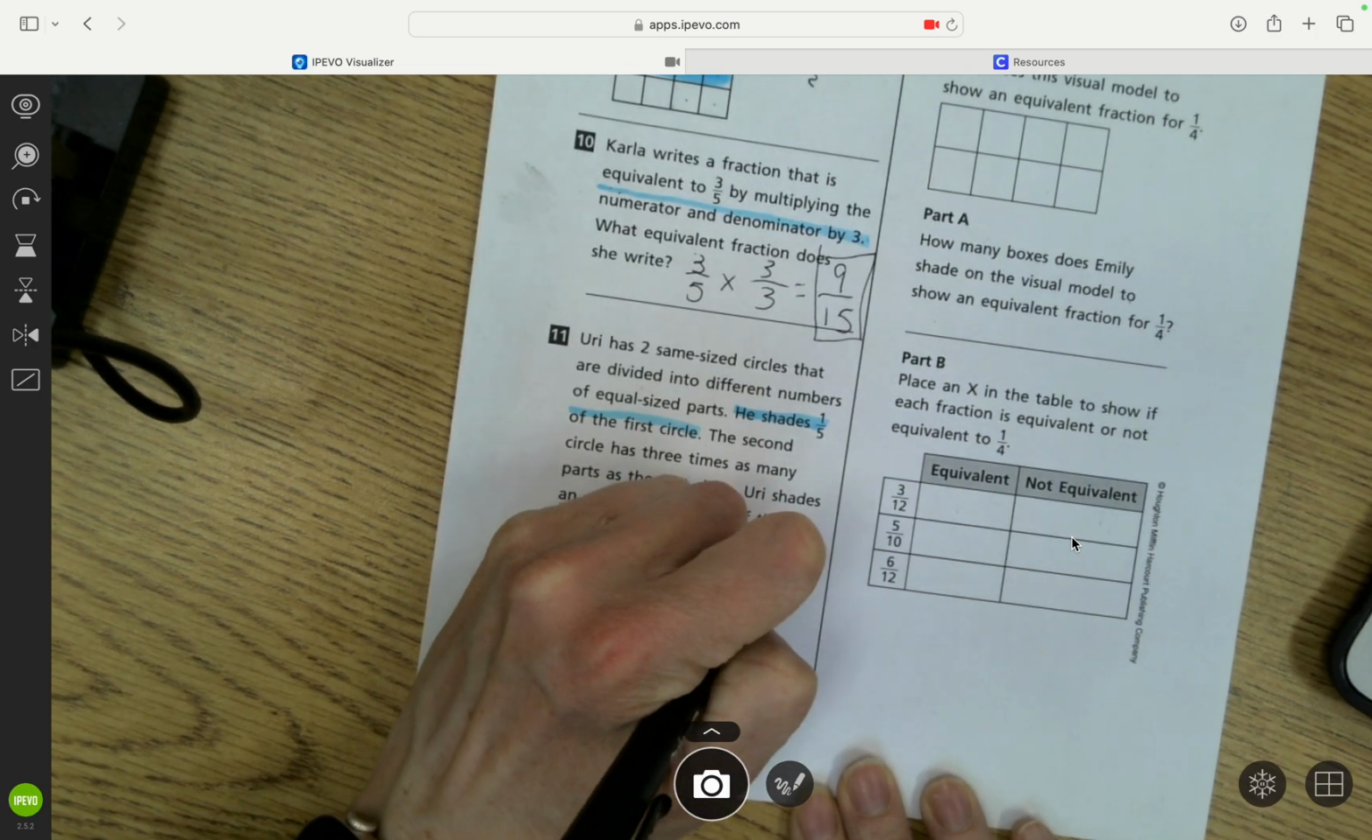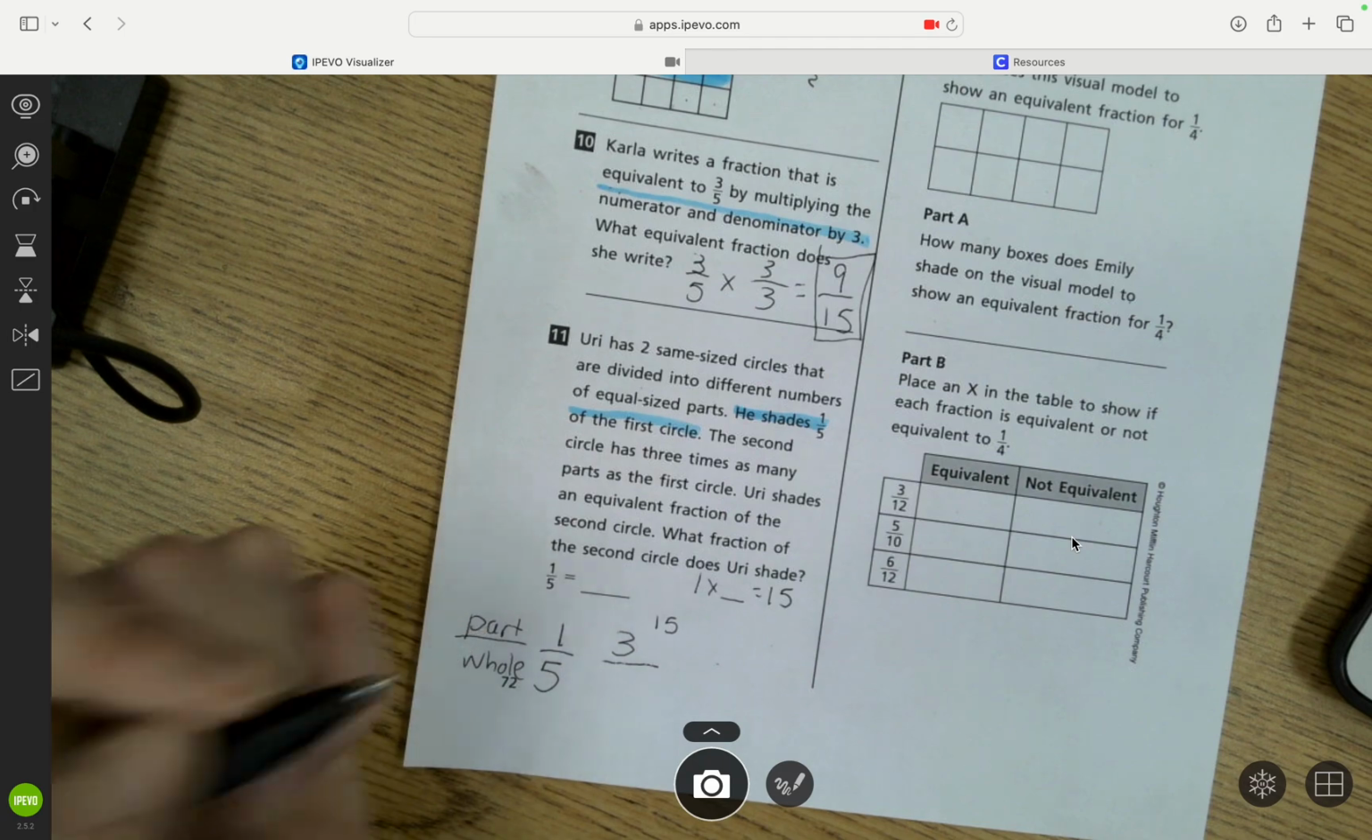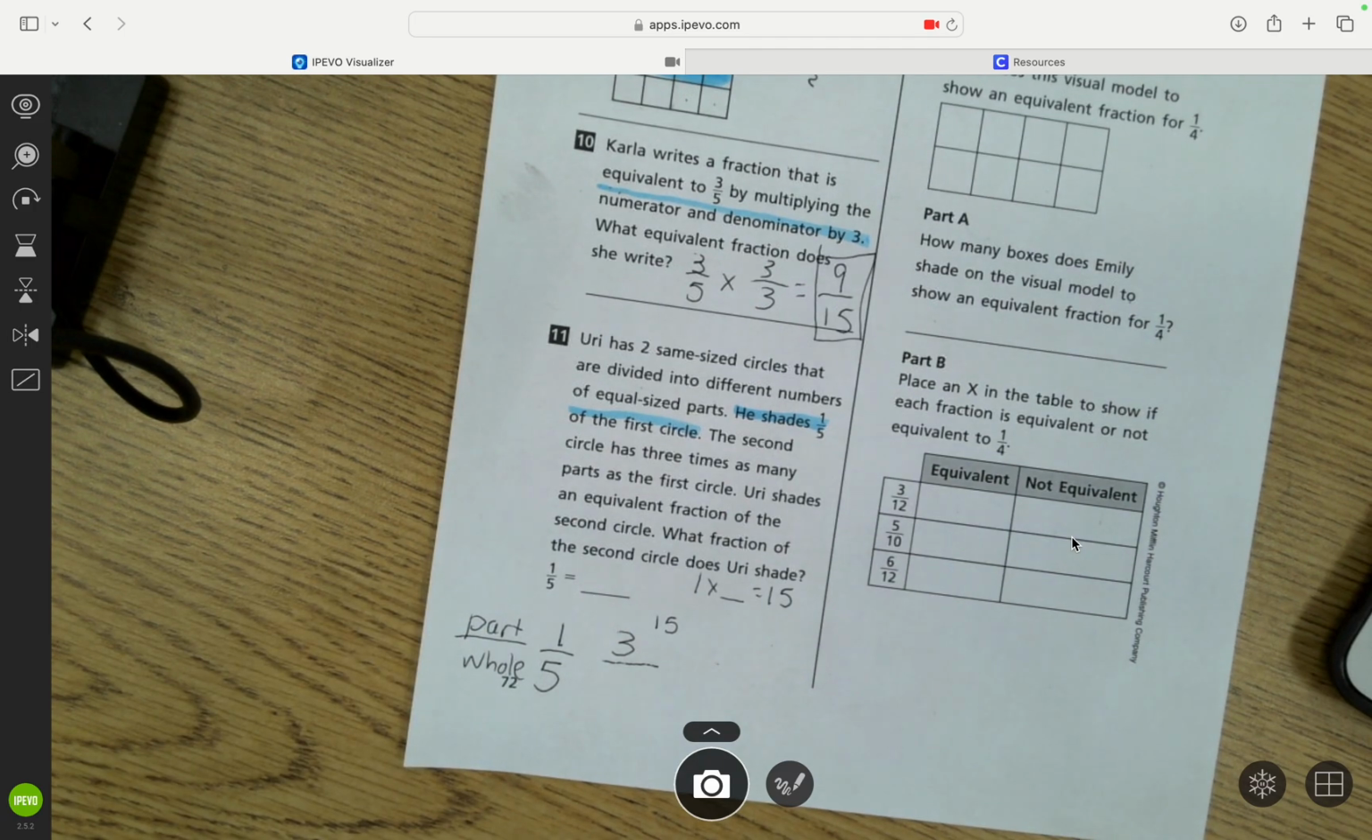1 times blank equals 15. Oh, I know. 5? No, what's 1 times 5? What's 5? Yeah, so 1 times what is 15? If 1 times 5 is 5, 1 times blank is 15. What's the blank, Vanessa? 1 times 15 is 15.